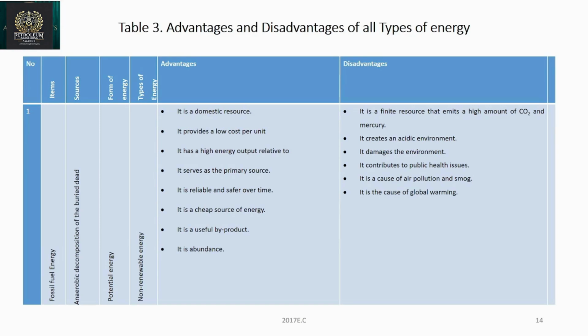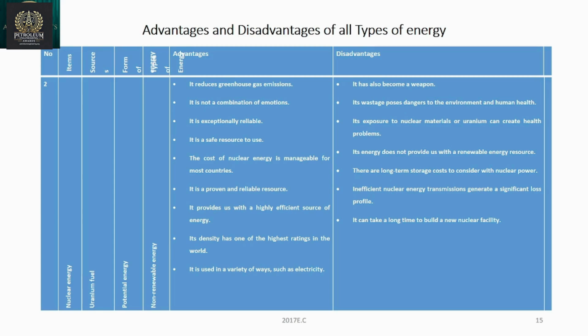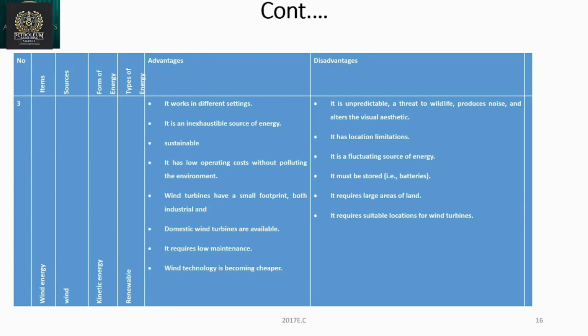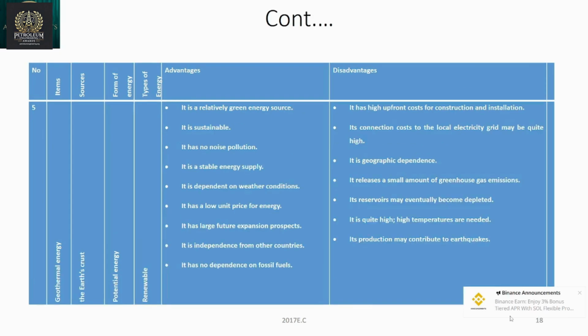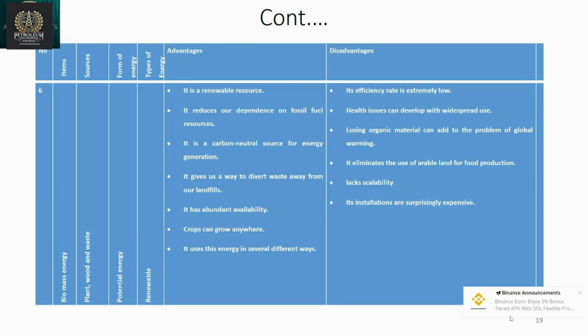The table indicates the source, form, type, advantages, and disadvantages of all types of energy. Column 1 indicates the source, type, form, advantages, and disadvantages of fossil fuel energy. Column 2 indicates the form, type, source, advantages, and disadvantages of nuclear energy. Column 3 indicates the source, form, type, advantages, and disadvantages of wind energy. Column 4 indicates the source, form, type, advantages, and disadvantages of solar energy. Column 5 indicates the source, form, type, advantages, and disadvantages of geothermal energy.